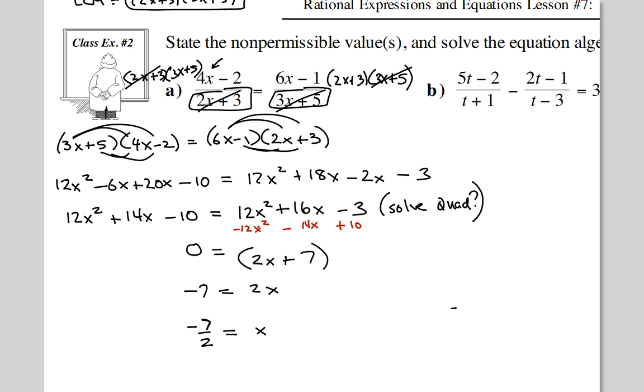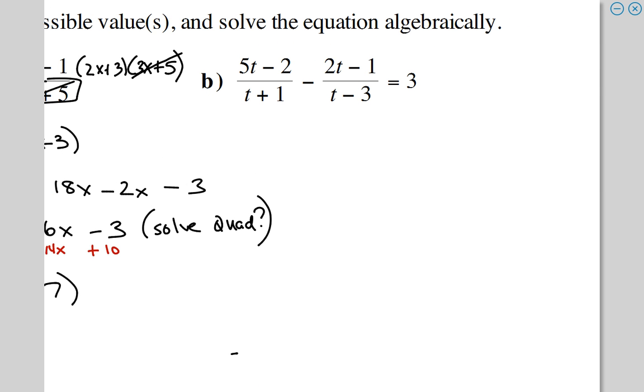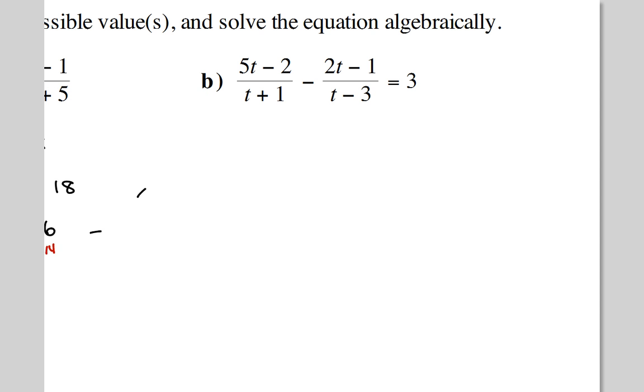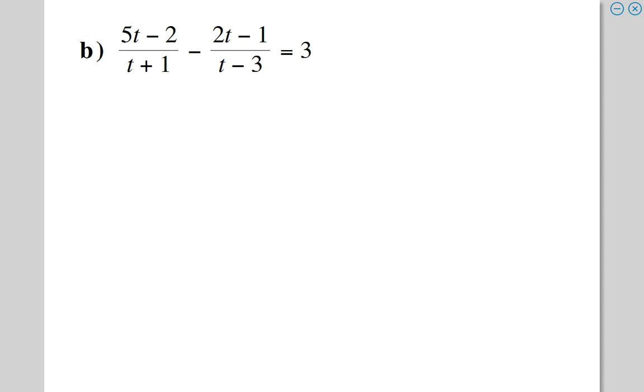Okay, the next one has a little bit of a different scenario, yeah? It's like scenario 2, right? So what do we have to multiply by? Multiply by the LCM, good. And the LCM will be, for the most part, if there's no monomials, just the product of all the binomials. So the LCM here will be t plus 1 and t minus 3. Let's go ahead and do that now.